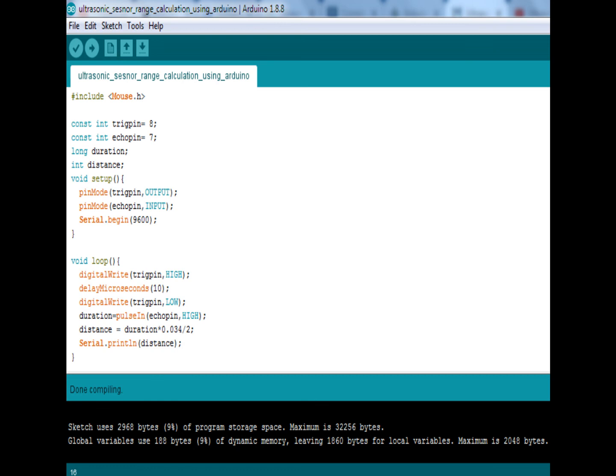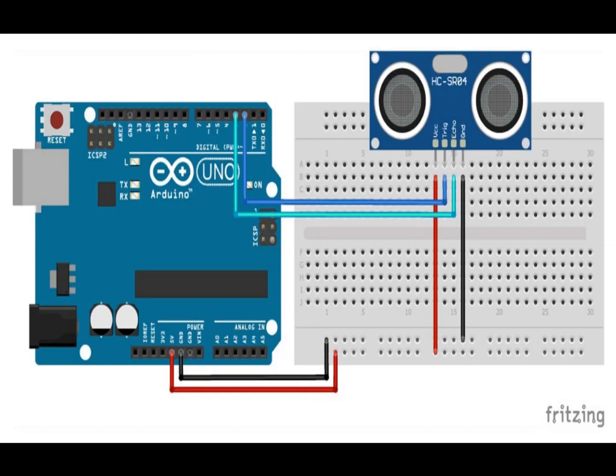This function has two parameters. The first one is the name of the echo pin, and the second one we can write either high or low. In this case, high means that the pulseIn function will wait for the pin to go to high caused by the bounce sound wave, and then it will start the timing. Next, it will wait for the pin to go low when the sound wave ends, which will stop the timing. In the end, the function will return the length of the pulse in microseconds from start to finish.